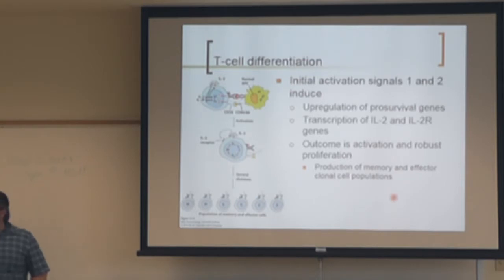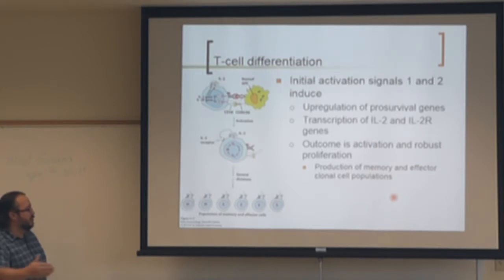How does a cell decide whether it's going to become a memory or an effector cell? That's a good question that researchers are still trying to figure out. It may just be a numbers game. It may be how long the cell was stimulated. It may be cytokines, those cells that got the most cytokines. It's something that is still under investigation.